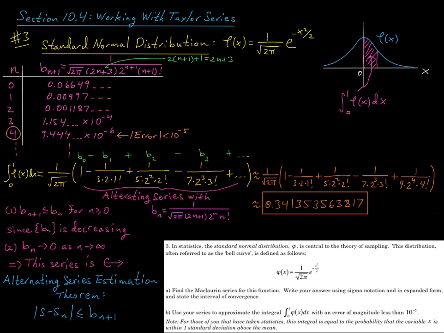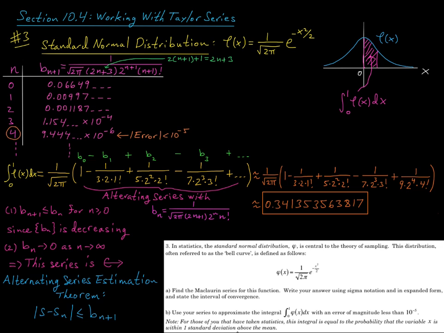And then I just use a calculator here. I get a value that's about 0.341353563817. All right, so there we go. And the alternating series estimation theorem guarantees that this number is within 10 to the negative fifth of the exact value of this integral.